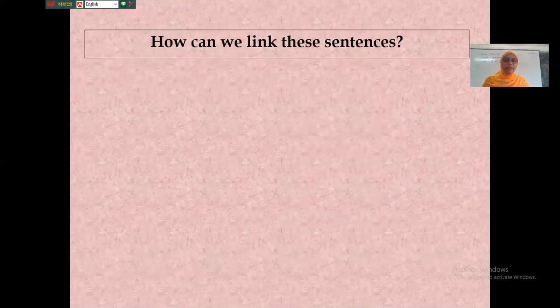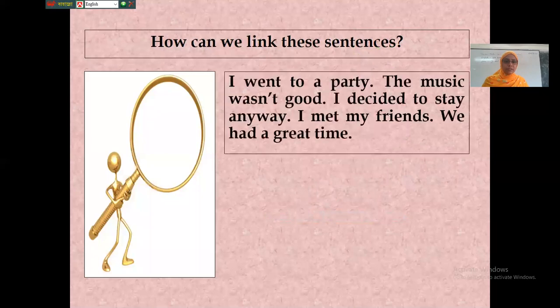How can we link these sentences? Students, there are some sentences. I went to a party. The music was not good. I decided to stay anyway. I met my friends. We had a great time.